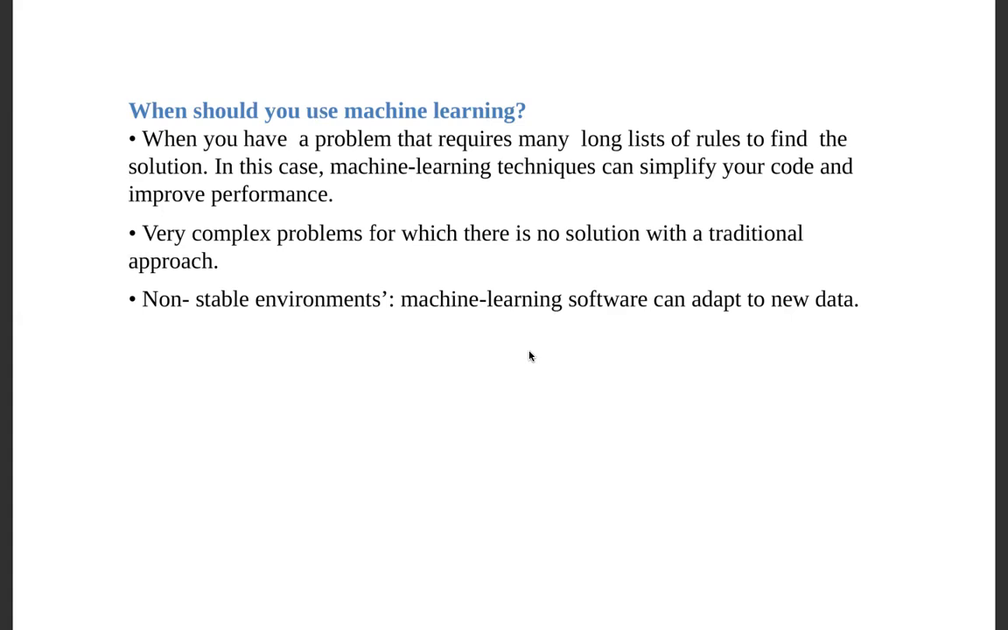The third one is a non-stable environment. Machine learning software can adapt to new data. As I explained from the beginning, after you've trained your machine, if you give it any new data, it can learn from your new data, and from there you can update it from time to time. So it also has the ability to update itself over time.